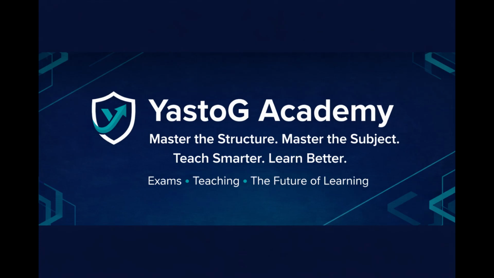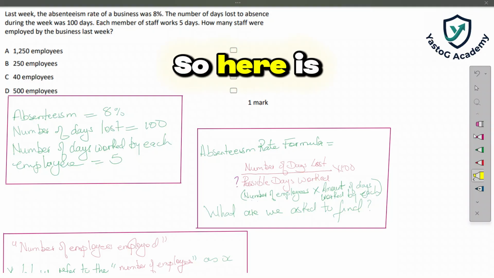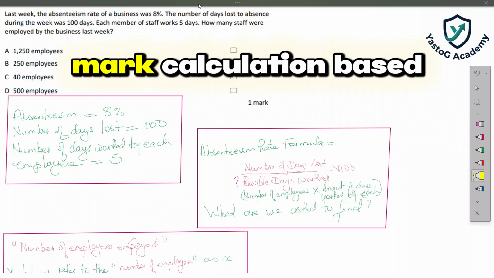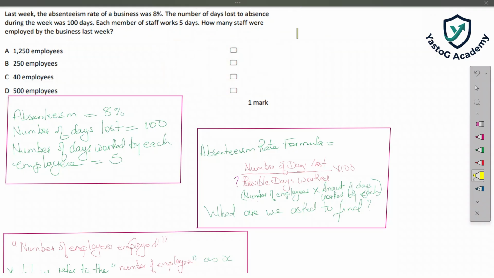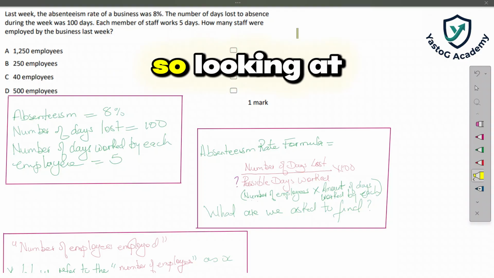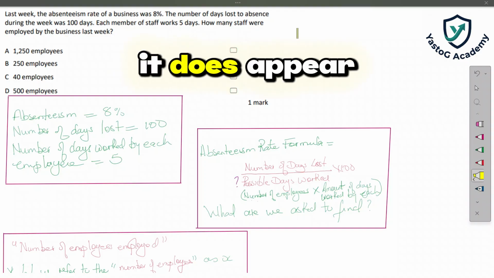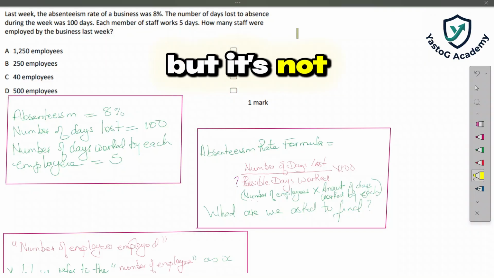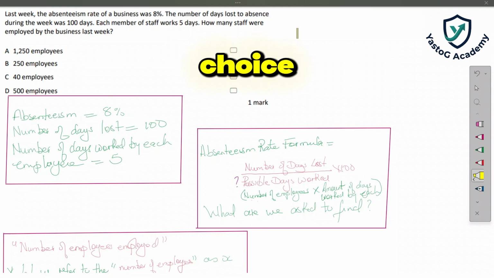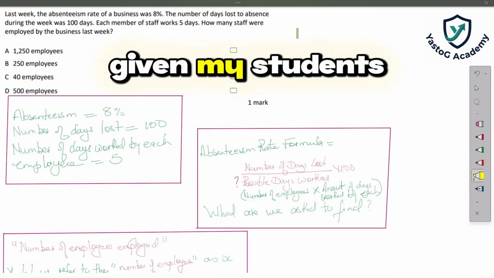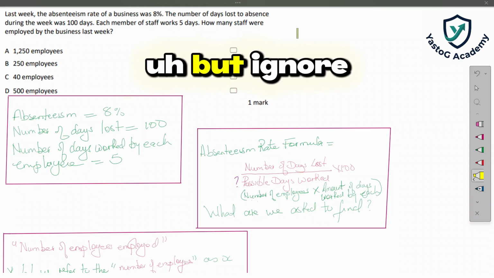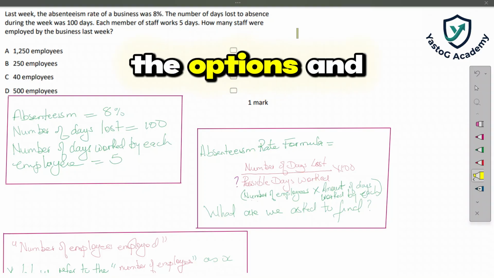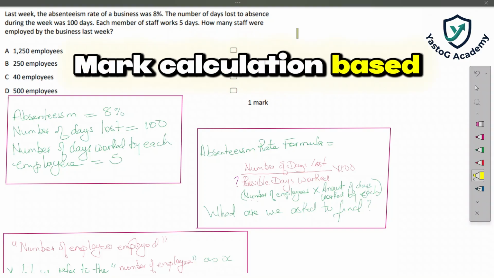Yastog Academy. So here is a potential 4-mark calculation-based question for Edexcel A-level business. Looking at the question, it does appear as if it's a complicated question, but it's not. By the way, ignore the multiple choice. This is a multiple choice question from a set of questions that I've given my students. But ignore the options and see it as a 4-mark calculation-based question.